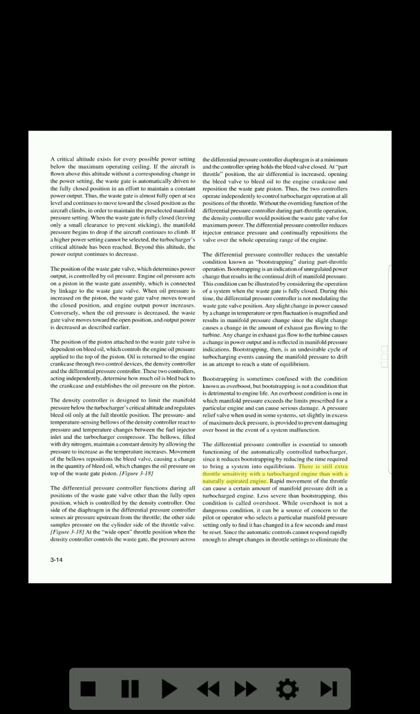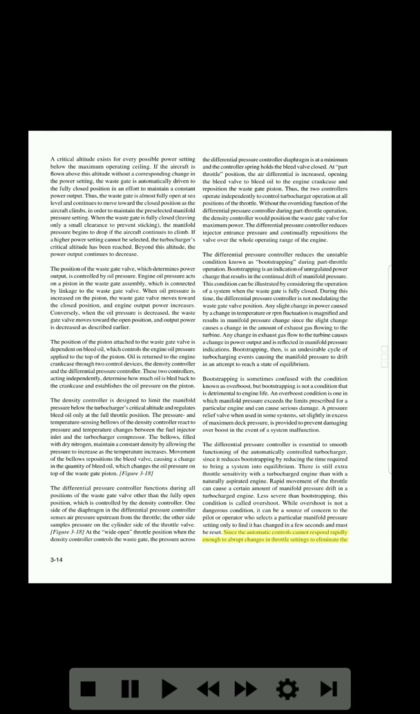There is still extra throttle sensitivity with a turbocharged engine than with a naturally aspirated engine. Rapid movement of the throttle can cause a certain amount of manifold pressure drift in a turbocharged engine, less severe than bootstrapping. This condition is called overshoot. While overshoot is not a dangerous condition, it can be a source of concern to the pilot or operator who selects a particular manifold pressure setting only to find it has changed in a few seconds and must be reset.